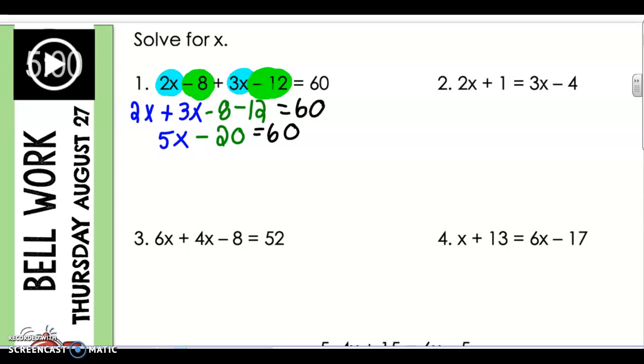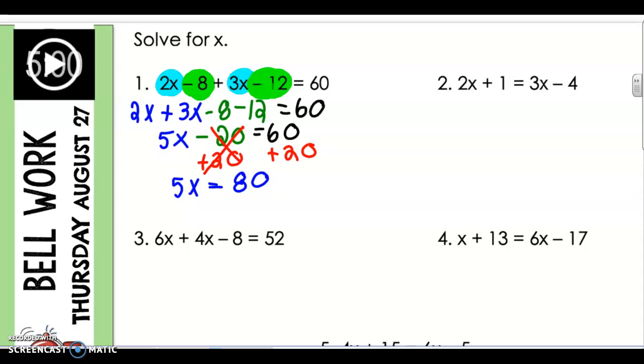Now, the goal is to get x on one side of the equation by itself. So since we have this minus 20 here, we need to move it over to the other side. So you have to ask yourself, what is the opposite of subtracting 20? Adding 20. So we're going to add 20 to both sides of the equal sign. Because remember, in algebra, whatever you do to one side of the equation, you have to do to the other. So these 20s cancel out, they go away. So then we are left with 5x equals 80, because Desmos will tell you 60 plus 20 is 80.